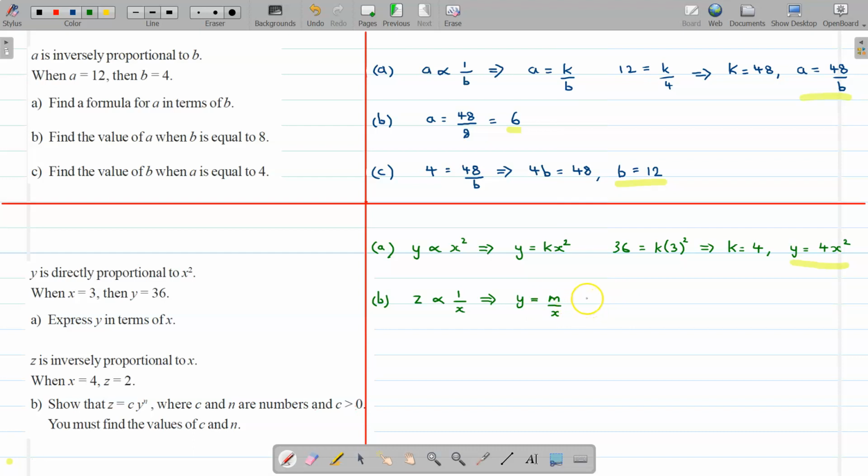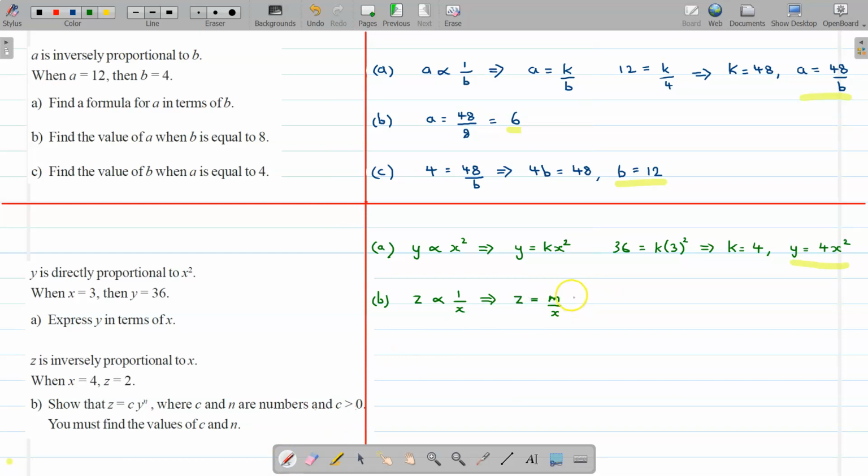Okay, and I know that when it's not y, actually, it should be z, of course. So let me just sort that out. Okay, so z equals m over x. Okay, z, that should be. Right, so z equals m over x.